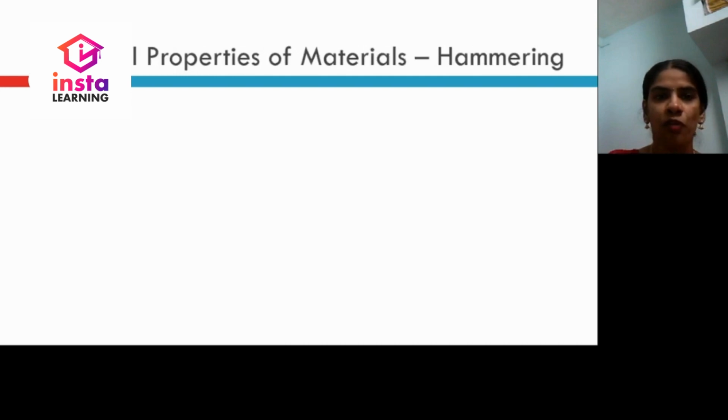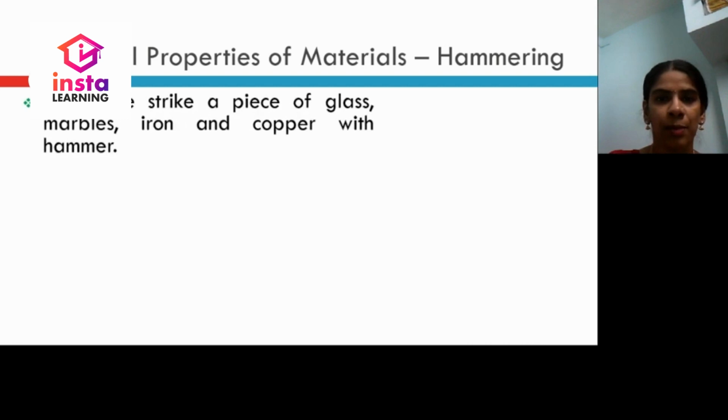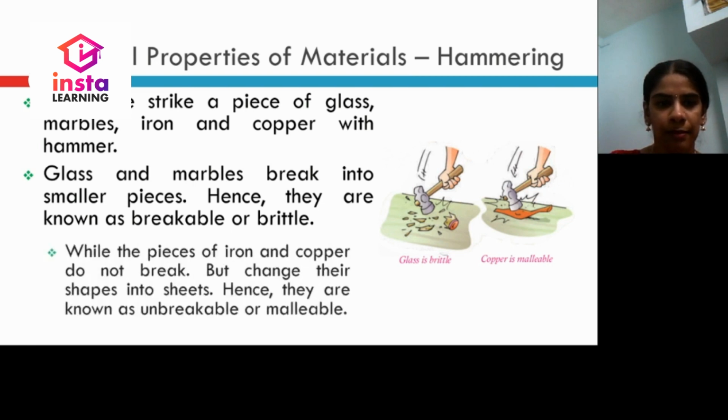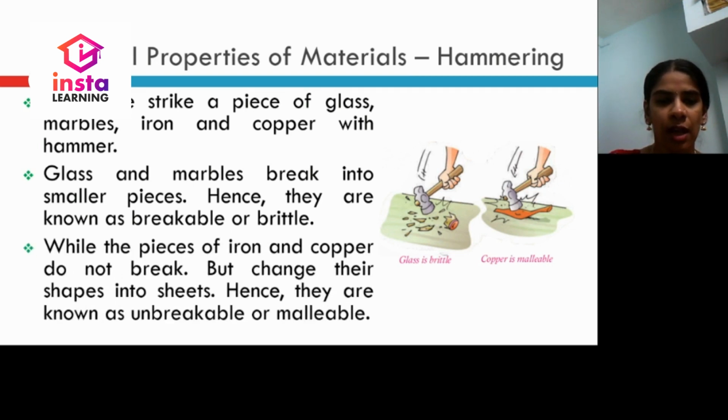Physical properties of materials, hammering. When we strike a piece of glass, marbles, iron and copper with a hammer, glass and marbles break into smaller pieces. Hence, we can say that these are known as breakable or brittle. The pieces of iron and copper do not break. However, they change their shape into sheets. Hence, we can call these unbreakable or malleable.